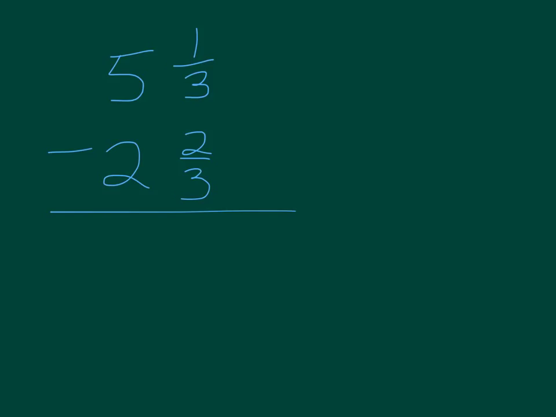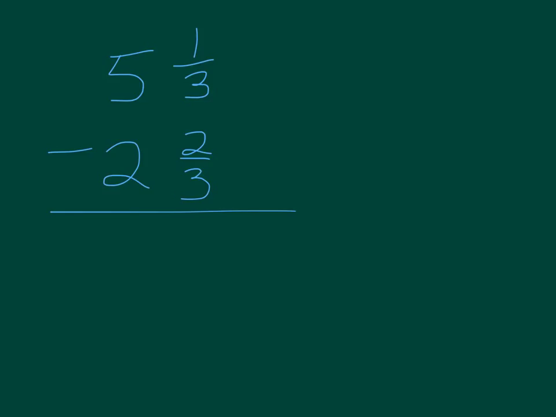The second step is to take a look at your denominators and make sure that they are the same. If the denominators are not the same, we'll have to change them. Today we'll keep them the same. The third step is then to subtract our numerators, remembering that our denominators stay the same. We're going to be subtracting the numerators.